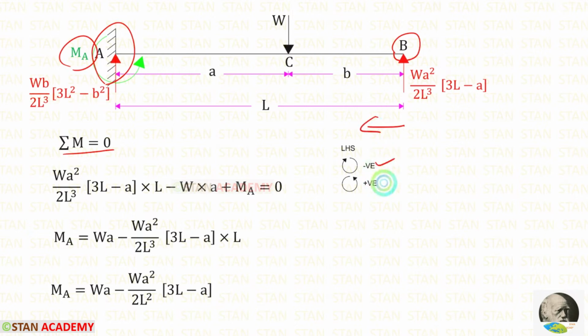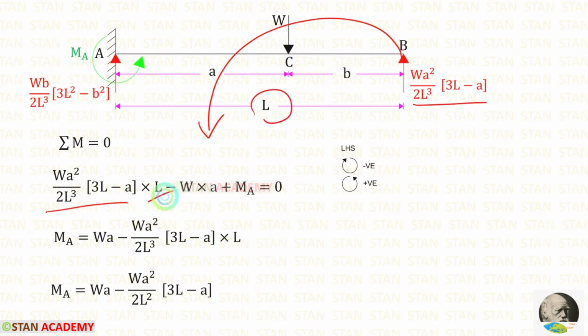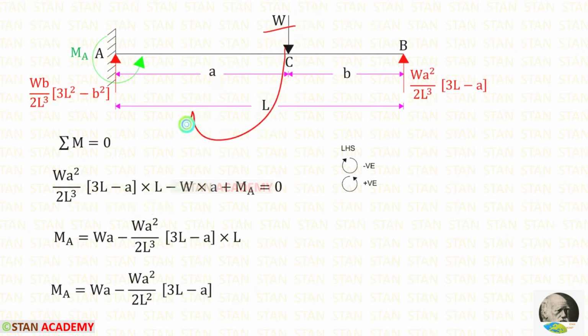Clockwise will be negative and anti-clockwise will be positive. RB is acting in the anti-clockwise direction, so that will be positive and the distance is L. The load W is acting in the clockwise direction, so that will be negative and the distance is A. Let us assume that MA is acting in the anti-clockwise direction, so that it will be positive.